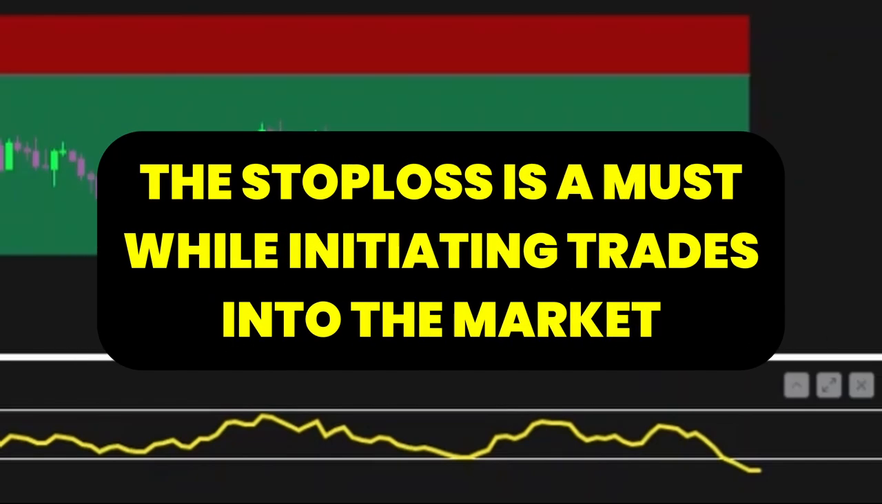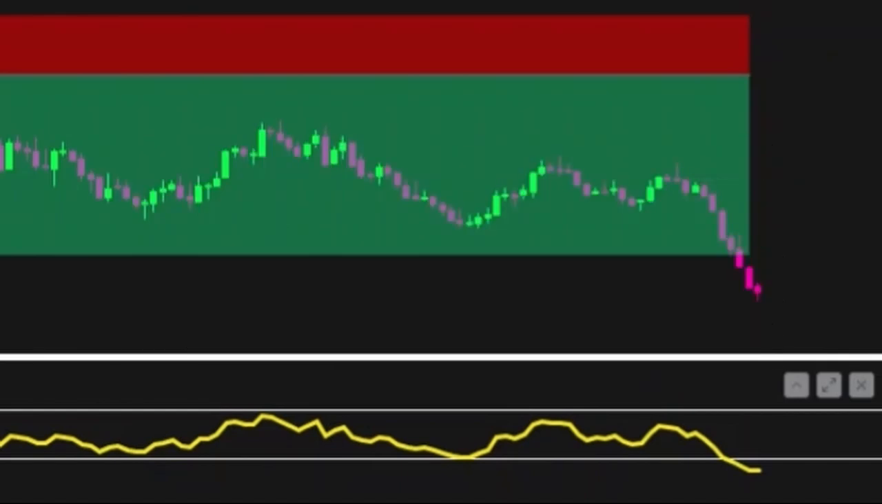The stop loss is a must when initiating long or short trades in the market. It's not possible that every time the strategy would work. And in case it doesn't work, the stop loss is there to save you from making significant losses. Now let us see another example of this strategy so that you can understand it properly.